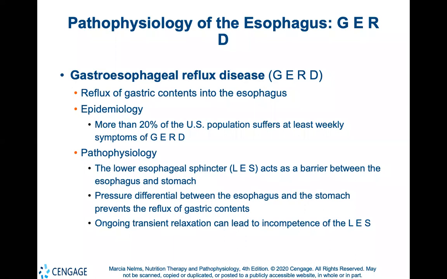The lower esophageal sphincter, or LES, normally serves as a barrier between the esophagus and stomach. Under normal conditions, pressure is greater in the LES than in the stomach, and this pressure difference typically prevents reflux of gastric contents. LES incompetence may result from transient relaxation, a change in LES pressure, or some types of anatomical change, such as that seen with hiatal hernia.